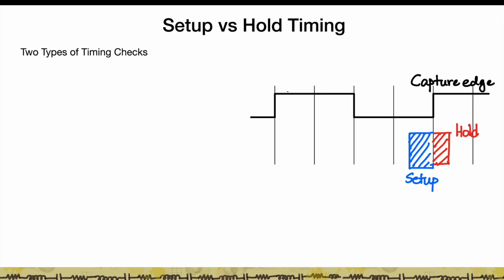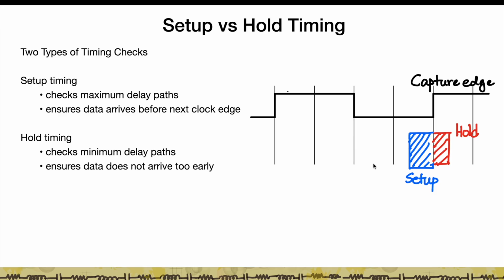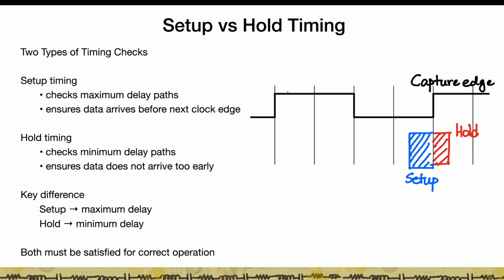So, before we go deep on hold, let's frame the difference clearly. Setup timing is a maximum delay check. It asks, does the signal get there in time before the capture clock edge? Too slow and it misses the deadline. That's a setup violation. Hold timing is a minimum delay check. It asks, does the signal wait long enough after the capture clock edge? Too fast and it blows through the hold window.